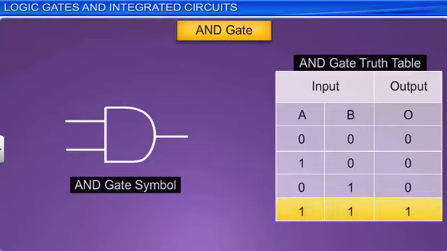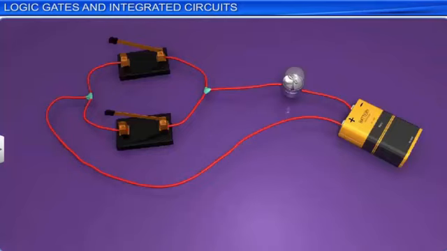Now let us learn about the OR gate. Here is a circuit representing an OR gate. Just like an AND gate, an OR gate also has 2 or more inputs. Let us form the truth table of the OR gate.